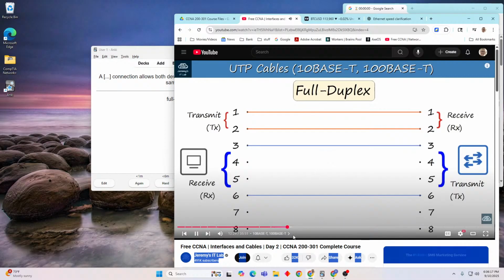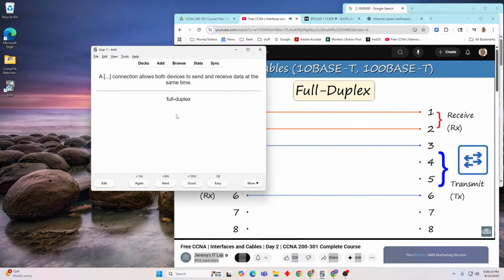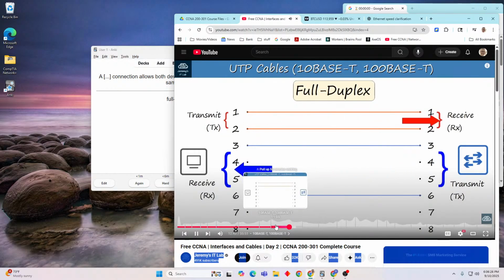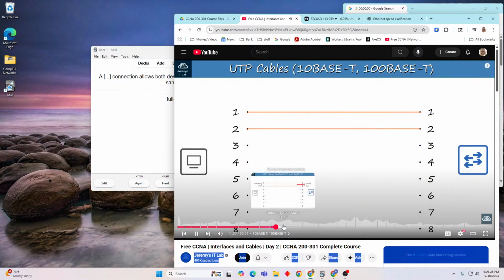Full duplex transmission means that both devices can send and receive data at the same time, and no problems like collisions will occur because they use separate wires to transmit and receive data. Just like that, both devices send data at the same time at positions 1 and 2 on the switch's network interface.